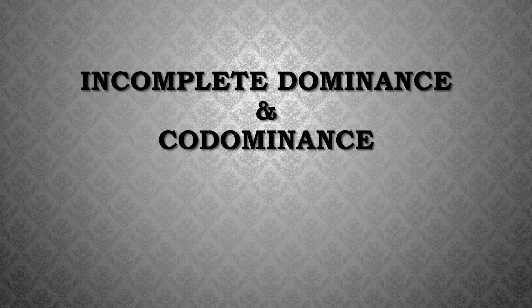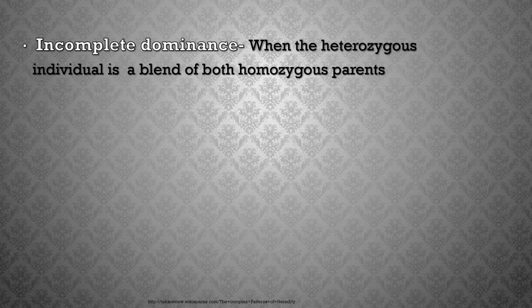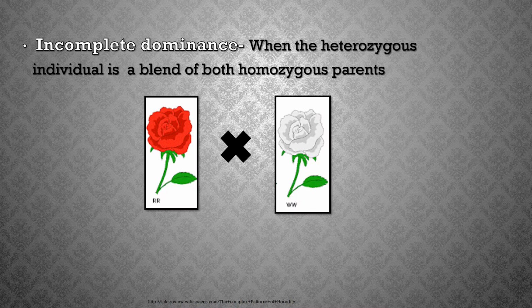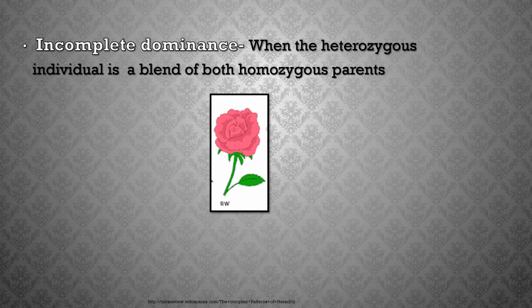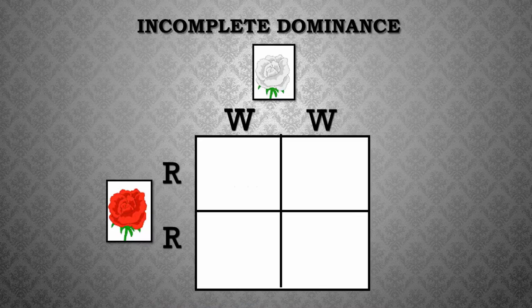So now we're going to begin talking about incomplete dominance and codominance. Incomplete dominance is when the heterozygous individual is a blend of both homozygous parents. I want you to go ahead and write this down on your worksheet. For example, if we have a red flower and we cross it with a white flower, the offspring is going to be a blend of both, which is pink. We're going to go ahead and work this out on Punnett squares.